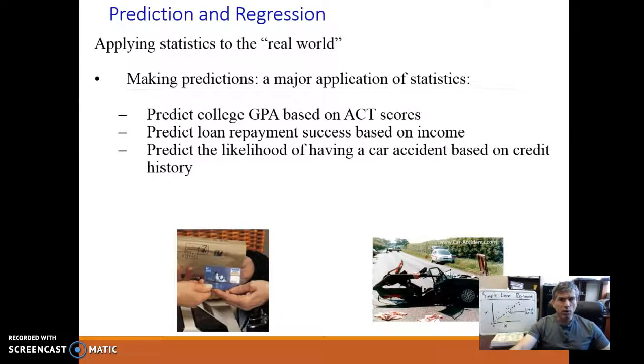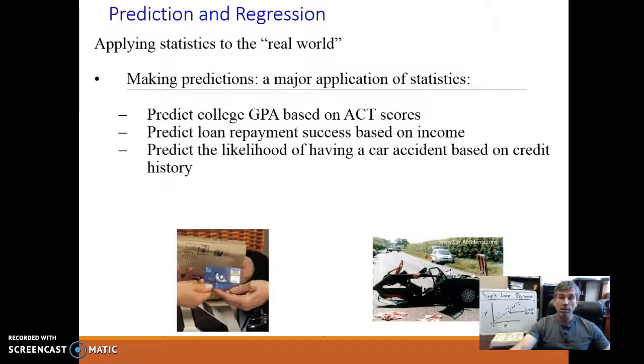Interestingly, you can even use predictions where the two variables aren't necessarily directly related. For example, you can predict the likelihood someone will have a car accident based on their credit history. People with poor credit history tend to get in more car accidents. There's a correlation there. Now, it's probably not directly caused. It's not that people are getting depressed about their credit history or they're busy looking it up and they wreck their cars, but maybe there's a third variable there.